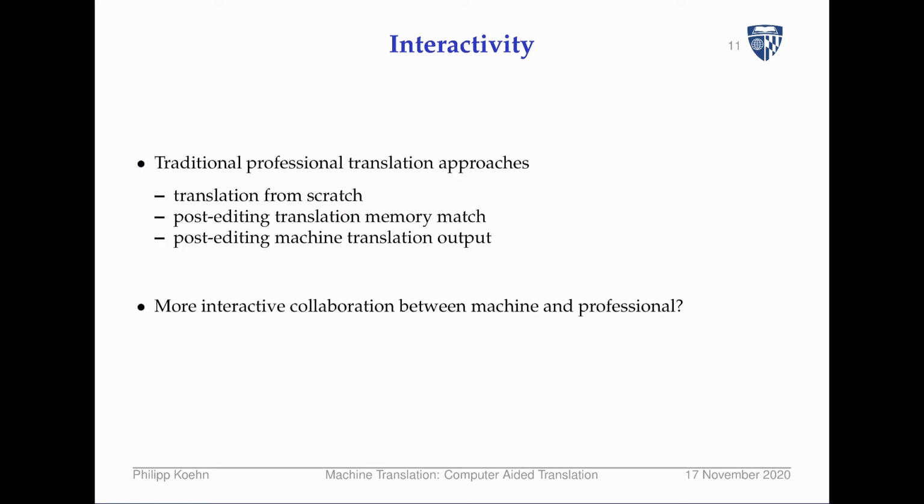So the traditional professional translator approaches are either you translate from scratch, that's obviously you don't use any of the technology. We already talked about post-editing machine translation output. Another method that is very common by professional translators is post-editing translation memory matches. I have to explain that a little bit. So already since the 90s, the technologies are in place where when a translator works on translating a document, they have CAT tools, computer-aided translation tools, that retrieve sentences that are very similar to the sentences that are currently being translated.